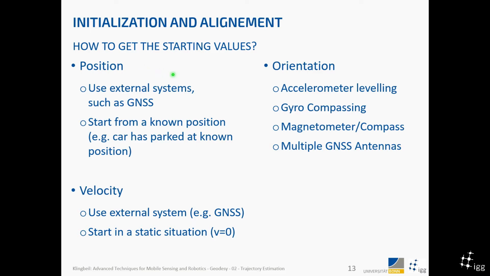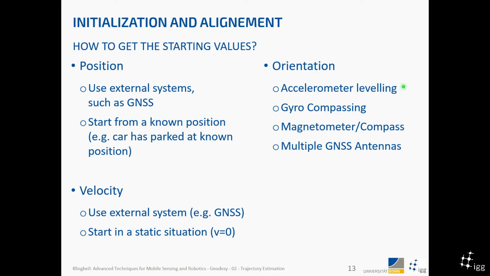For position, starting values can come from other systems like GNSS. You could use a GNSS position as a starting value and then use inertial sensors to update it. Or you know where you start, for example, the car has parked at a known position, then you can use those values as starting values. For the velocity, you can also use an external system like GNSS, or you start in a static situation. If you start in a static situation, then you know that the velocity is 0, right? So this can help.